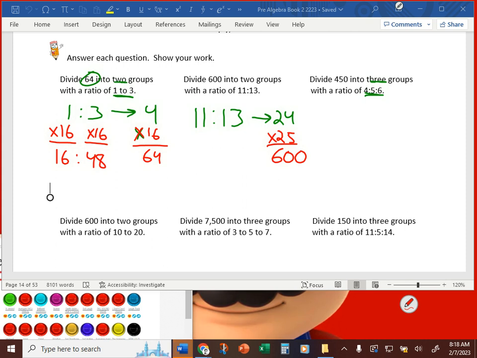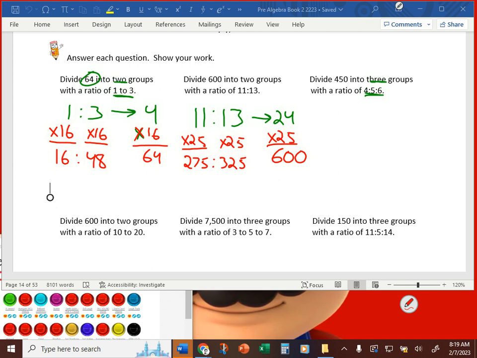So now that we've identified 25 as our scale factor, what do we do with our 11 and 13? Peyton, how do you multiply it? Exactly. Multiply each number in the ratio by our scale factor 25. 11 times 25 is 275. 13 times 25 is 325. And it's not a coincidence that 275 plus 325 gets us to 600. Right? Okay.